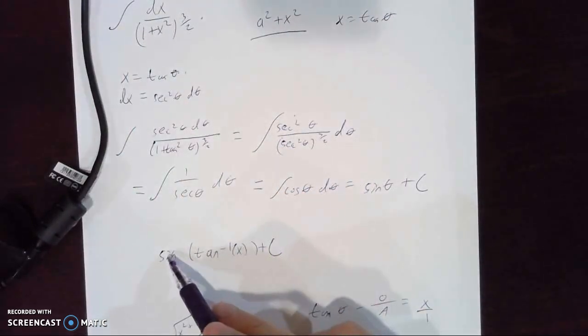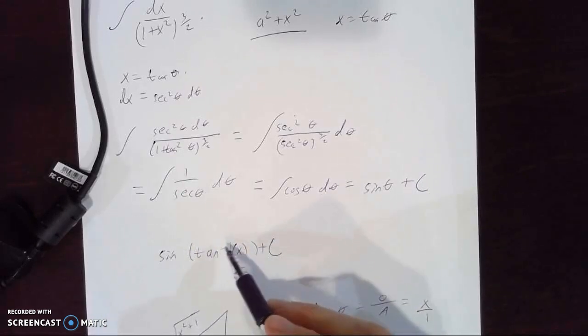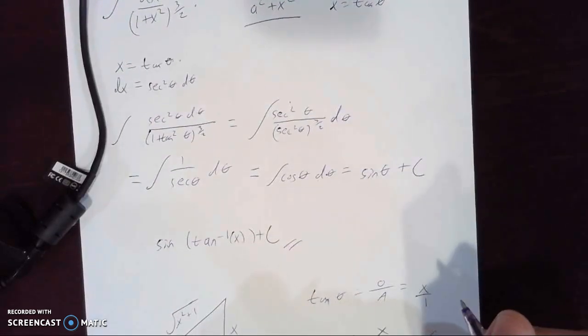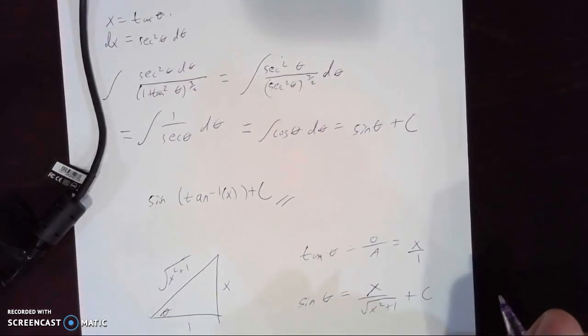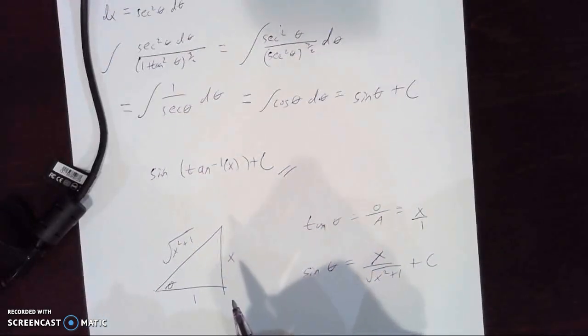So we could write this answer as sine of the sine of the tangent inverse of x plus a constant. That's not incorrect, but there's a better way to write that here. We can go back to drawing the little triangle.